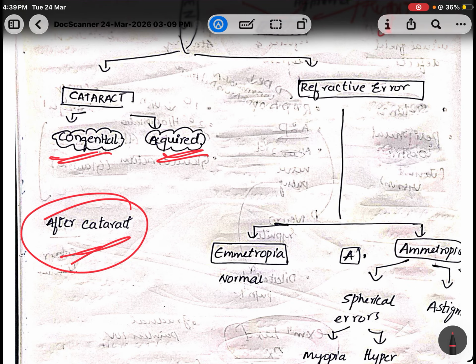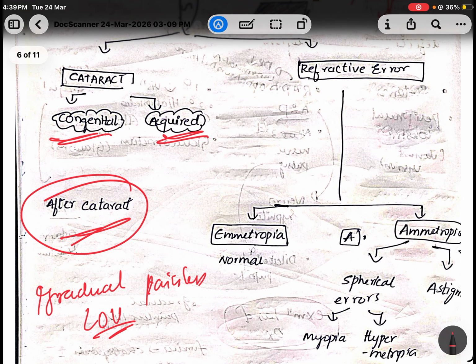Again, the major thing here is a gradual painless loss of vision. What is the major management of cataract? Surgery. All types of surgery you can write: SICS, CCC, all the conventional ones, all those things you can mention. So having a general overview or general idea is what I wanted to give you.